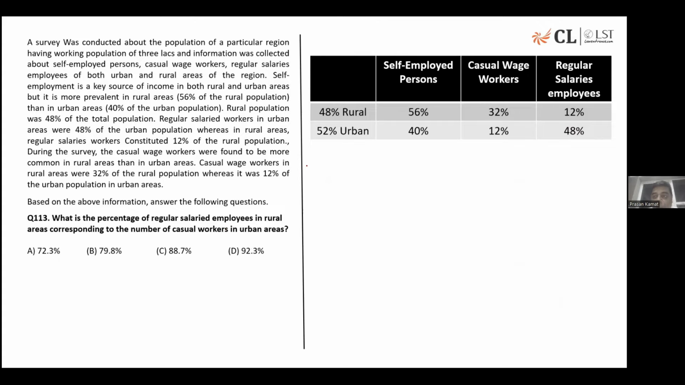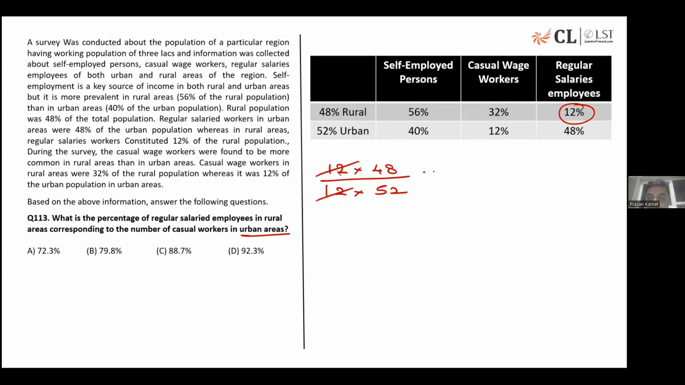Regular salaried employees in the rural, which is this. So it is 12% of 48, corresponding to the casual workers, which is 12% of 52 in urban. Urban is 52. So again, X cancels, right? So total is immaterial here.